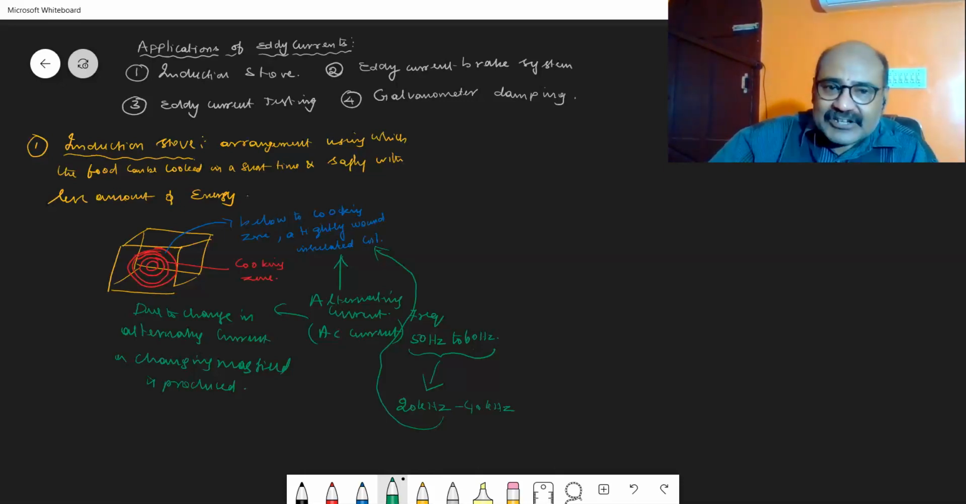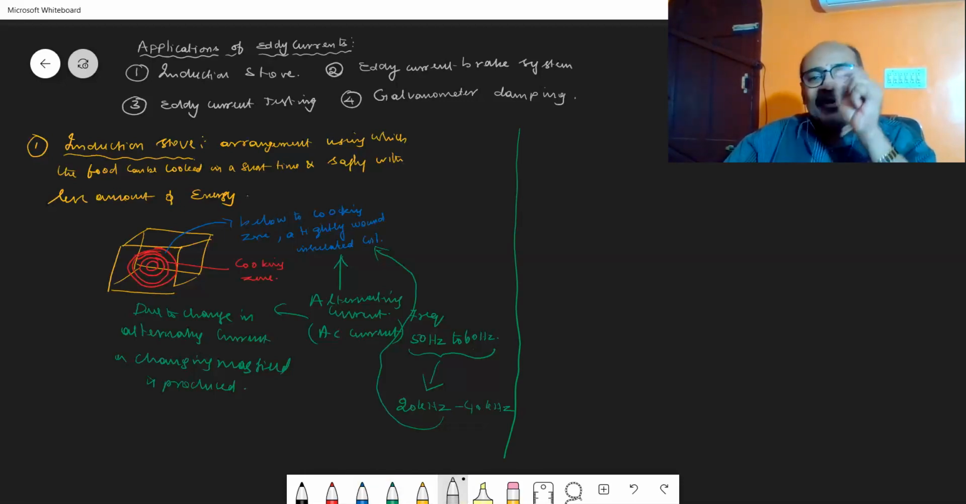This is the function, or the working, of the induction stove based on eddy currents. What is the next one? The next application that we have to study is the eddy current brake system.